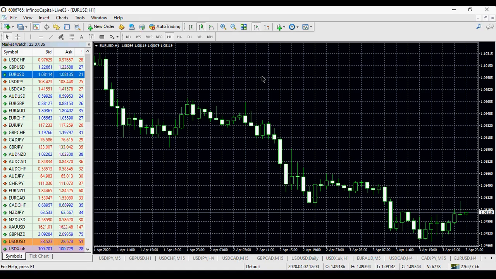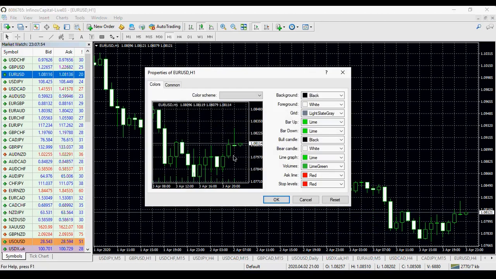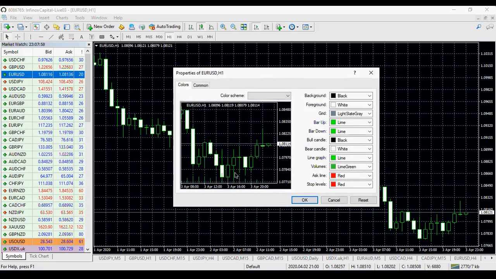Follow me quickly. You're going to right click on the center or anywhere on this chart. Right click on this chart. You go to properties, and you have a shortcut, which is F8. If I click F8, this same thing will happen. Properties will come up. So you click on properties. Now, under the properties, you can edit the colors of everything on this chart.